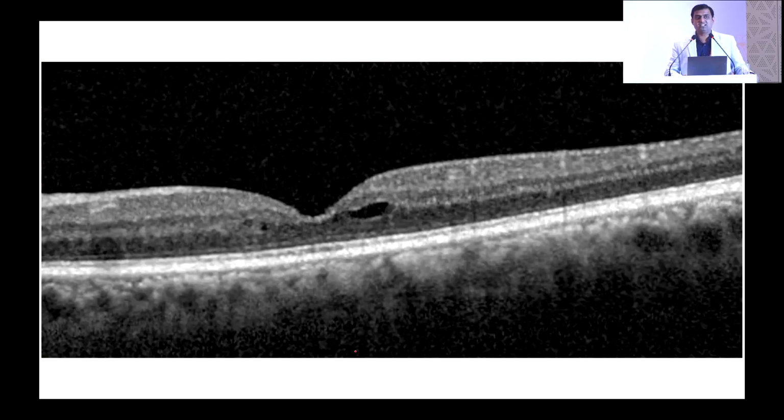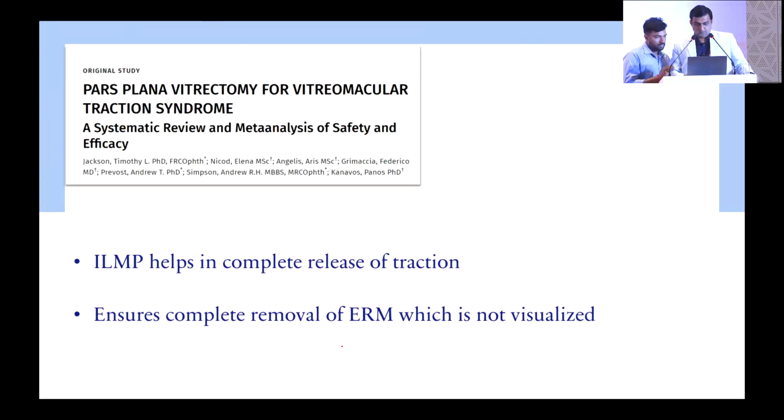So how does intraoperative OCT help in these cases? It can prevent you from going for iatrogenic deroofing that might cause a macular hole. So, pars plana vitrectomy for vitreomacular traction.